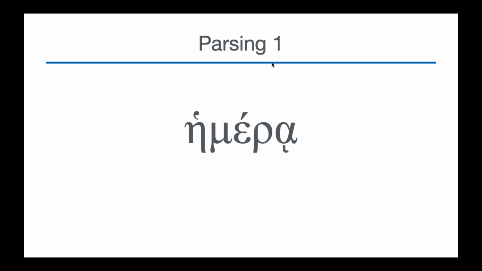All right, chapter 8. Here's a parsing one. Now I told you guys this hint. Hemera. It's dative, because of that iota subscript. Feminine. Dative singular. Whenever you see this thing, that's dative singular. Then you just have to figure out what the gender is.